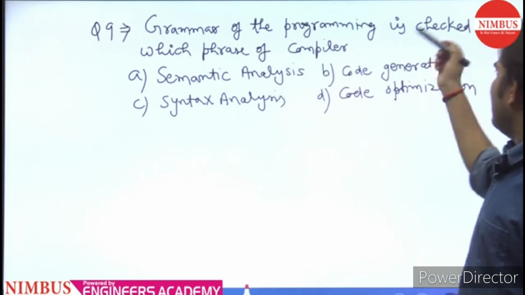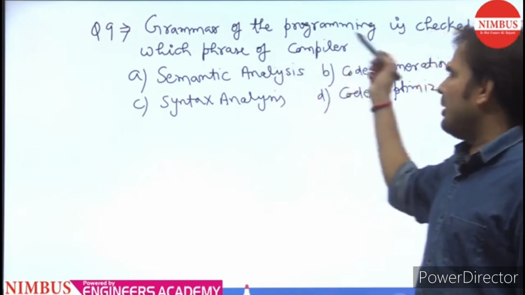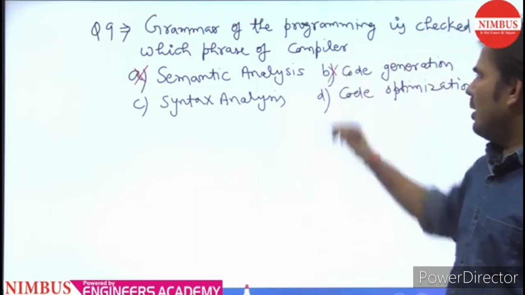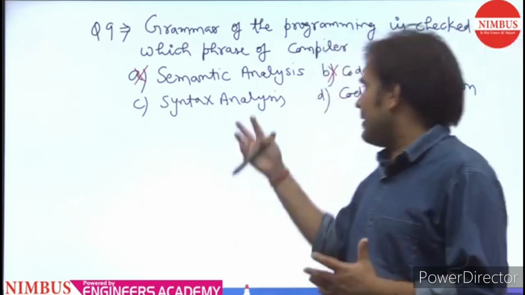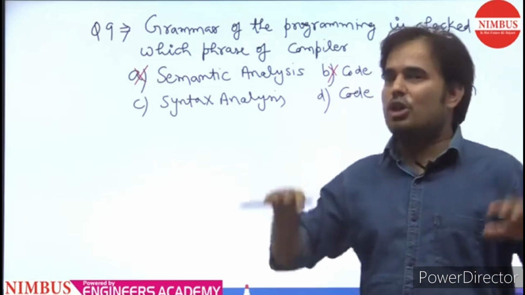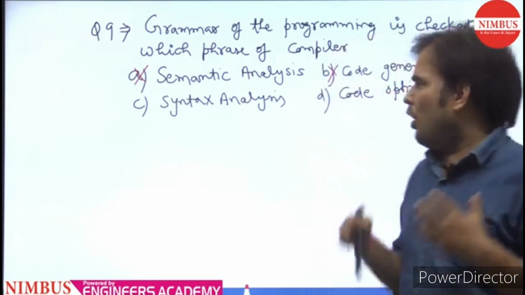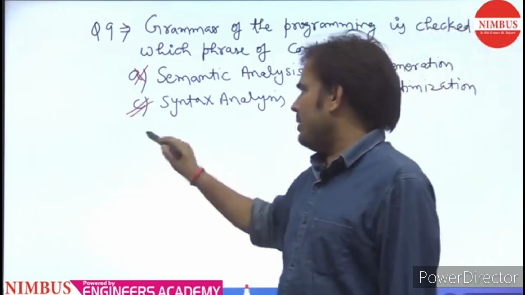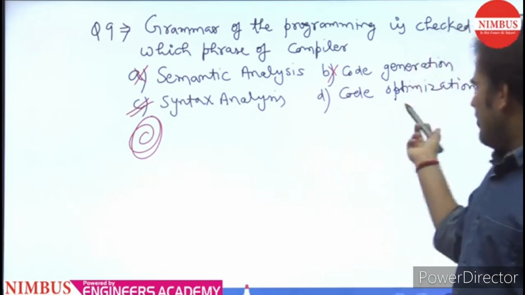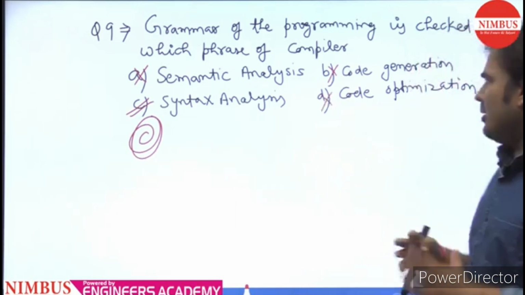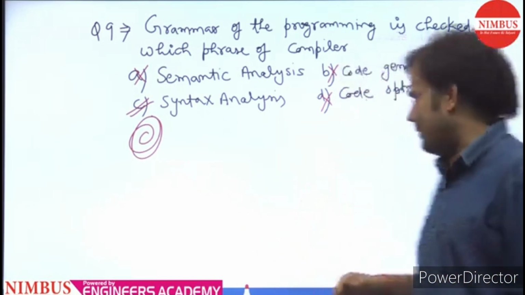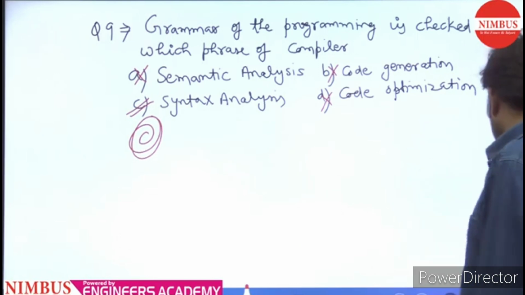Now let's read the question, you will answer very quickly. Grammar of the programming language is checked at which phase of the compiler? Semantic analysis, no. Code generation, no. As I told you, at the syntax analysis phase we need a grammar to verify the syntactic structure of any programming language. So yes, option C is correct here. Option D is again wrong. Code optimization, no, it's again wrong. So which option is correct here? Option C is correct here, guys. Okay, so this is again a good question.